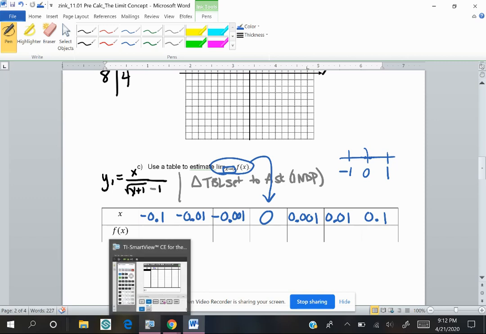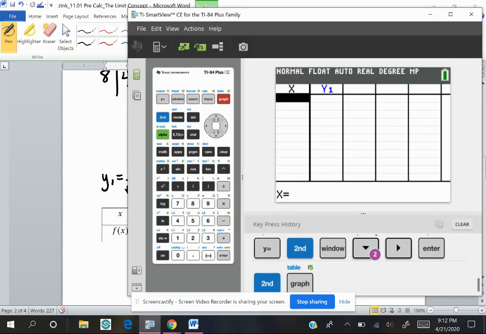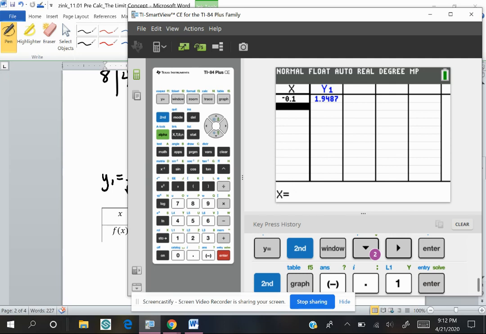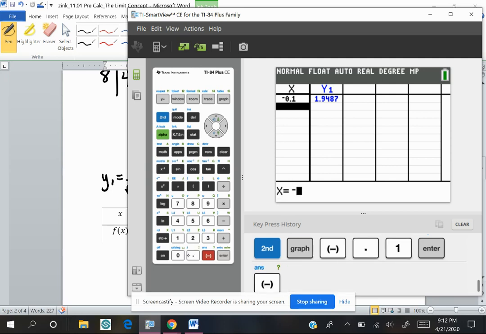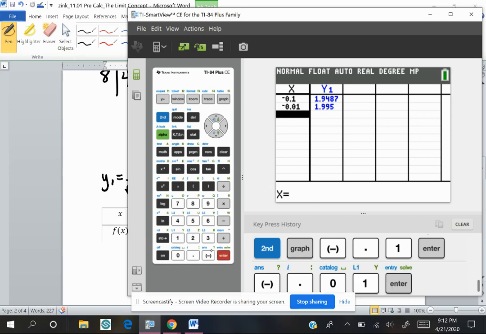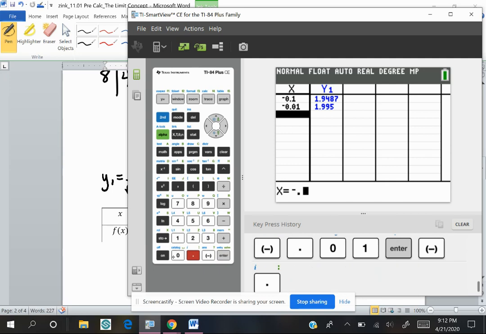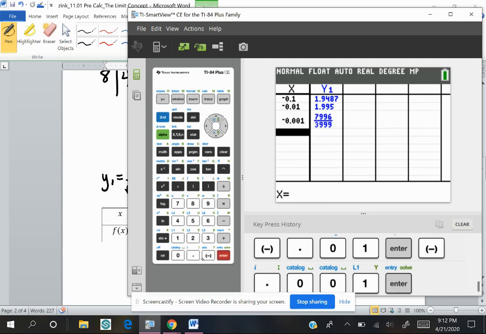So now that you have those in, I want you to go back to your calculator and we're going to type these in. So let's type in negative 0.1 and hit enter. Once I hit enter, it gives it to me, so we're going to write that in our table. Then we're going to type in negative 0.01. And then hopefully you guys get the idea here. I don't think I need to type all of these in with you. I want these as decimals.